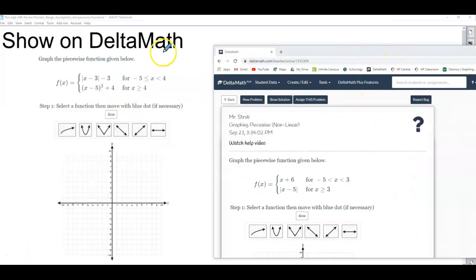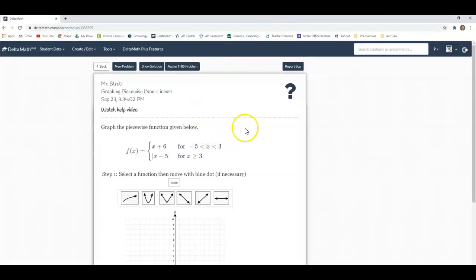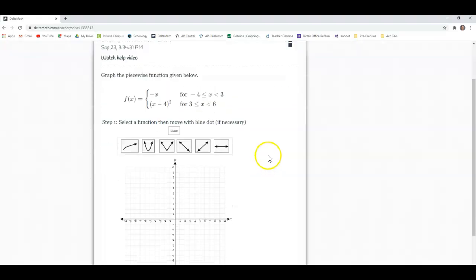Okay, we're going to really quick talk about this Delta Math assignment. You don't have to write this part. I just want to give you some feedback from the assignment from the other day. So you were asked to, you could watch the help video. That definitely would be helpful. I'm going to jump ahead a couple problems just so we don't do ones that you had to do. And let's look at a problem like this.